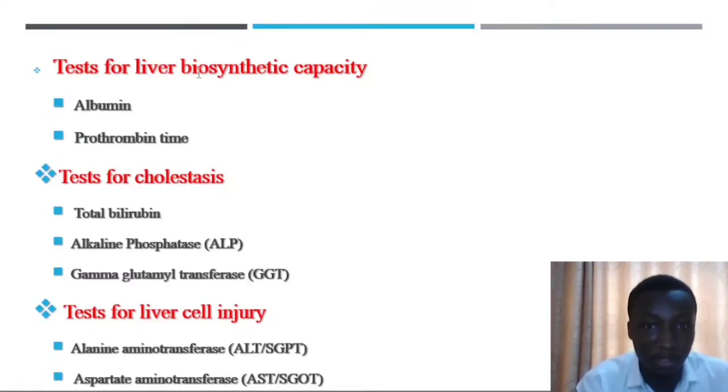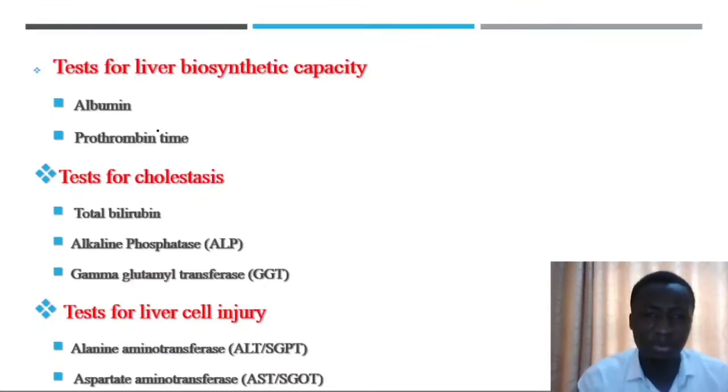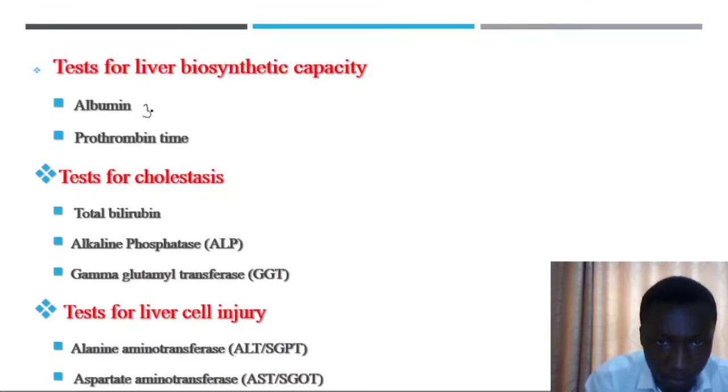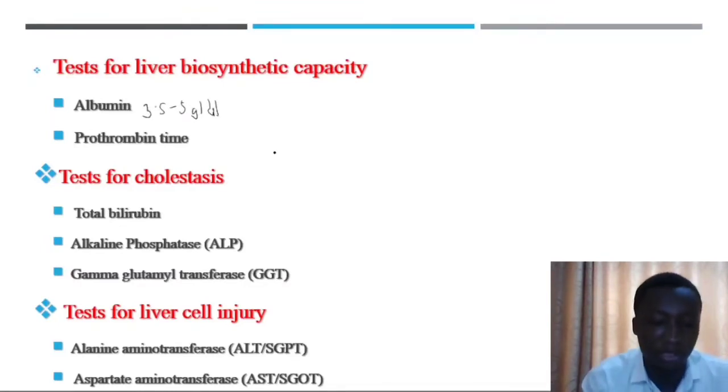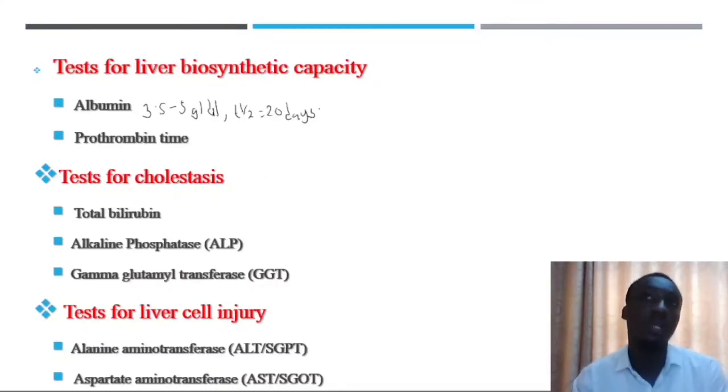Now, albumin is probably the most important protein that is produced by the liver. It is responsible for the maintenance of plasma oncotic pressure. It has a normal range of about 3.5 to 5 grams per deciliter. Albumin usually has a half-life of about 20 days. So it has a very long half-life, and because of that, it is usually implicated in chronic conditions. So if someone has a chronic liver condition, you expect the albumin levels to decrease.